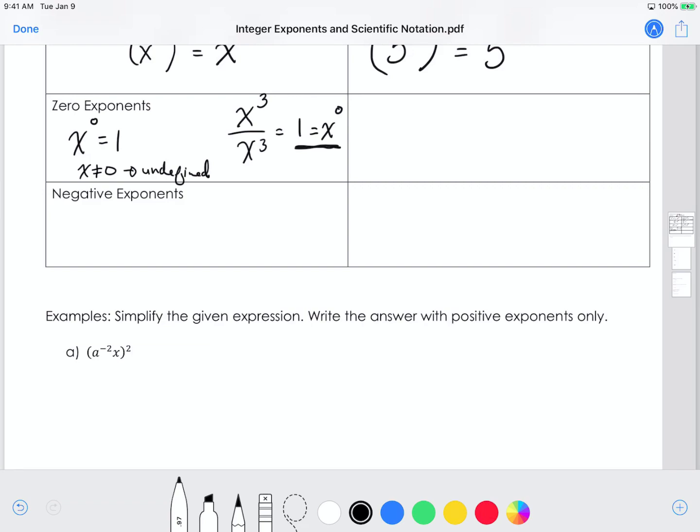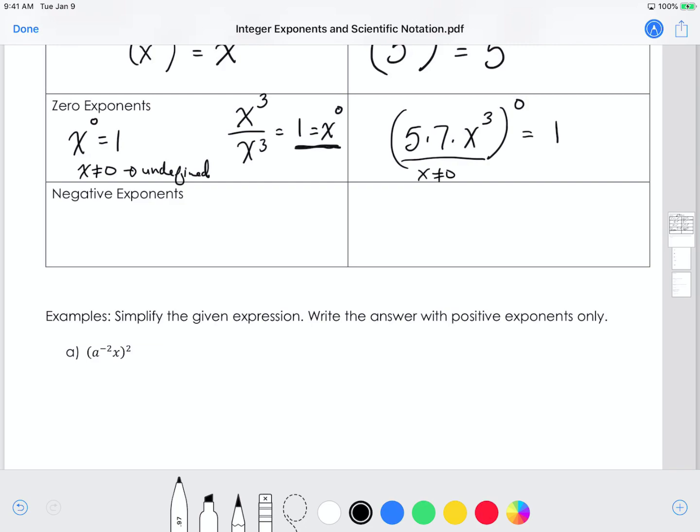So for example, if I had 5 times 7 times x to the third, and that's all raised to the 0 power, as long as x is not equal to 0, that whole big mess would be equal to 1, because this is all being raised to the power of 0.